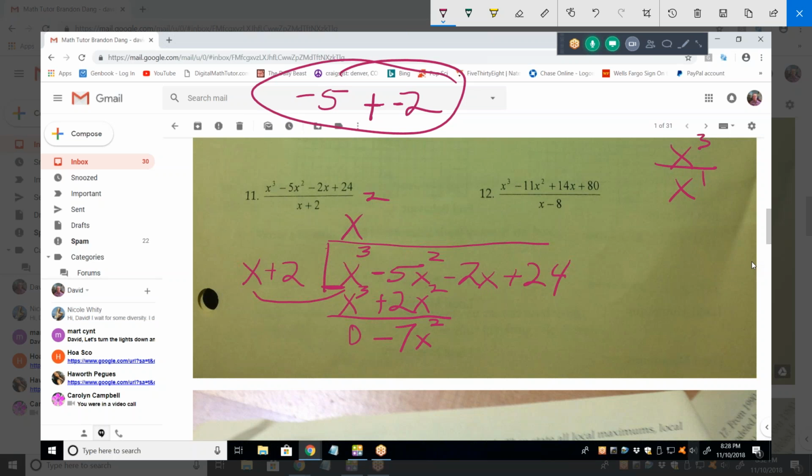Bring down the next term just like you would in long division, and then start from the same place and do exactly the same thing. It's just repeat and multiply, or you do that first step and then you just repeat it the rest of the way. So what's the next step? What was my first step? My first step was dividing x into x cubed. That was my first step. So what's this first step going to be?